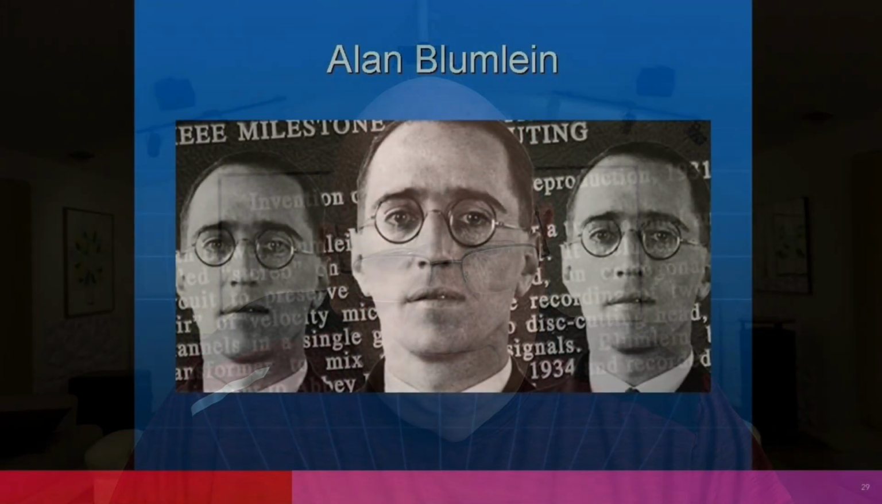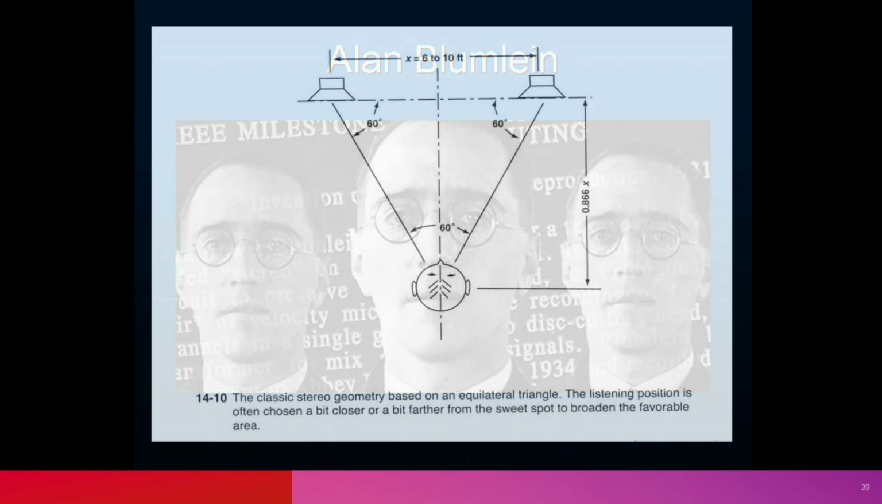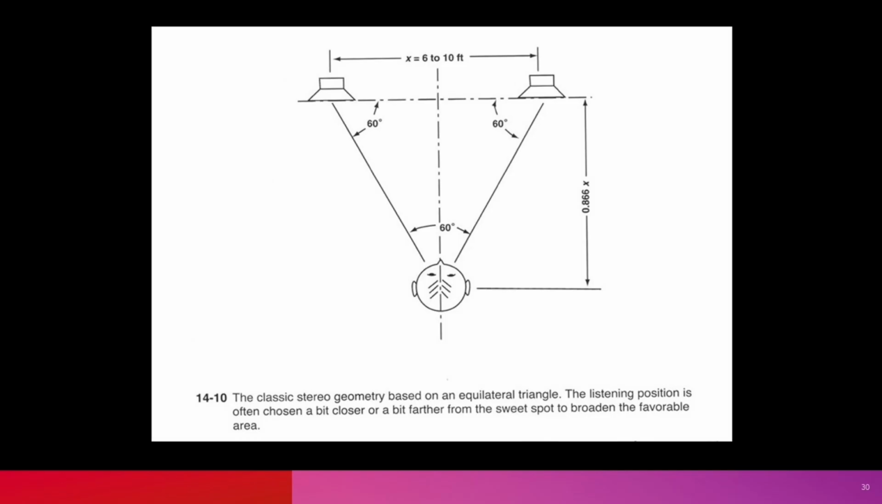Alan Blumlein, a brilliant man, came up with Blumlein microphones, the 45-degree cutter heads for discs, right? A lot of stuff. Two speakers, 60-degree triangle, two ears. We're done. The classic stereo geometry based on the equilateral triangle.